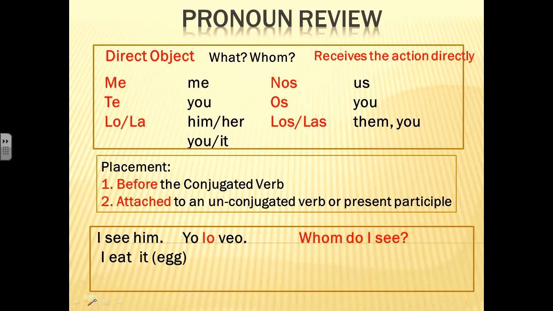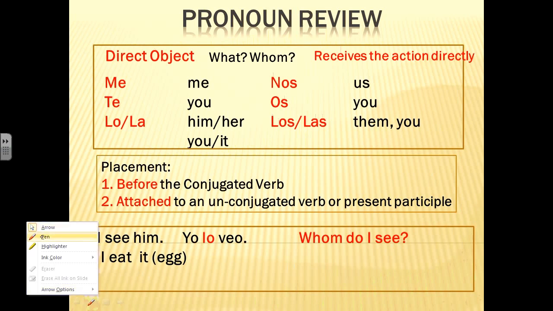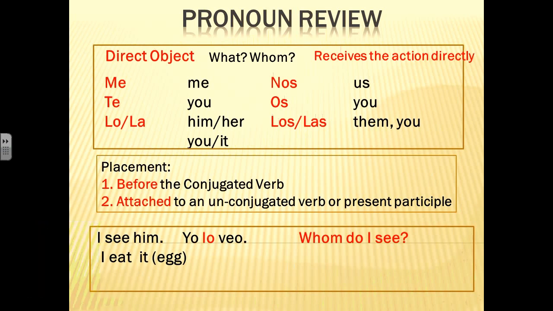Now we have I eat it. And of course, you need to know what you're talking about. You wouldn't just say that if you don't know what you're talking about. You would say it in a conversation, not to be redundant, keep saying the egg. So it in this case is el huevo, right? El huevo. And that's lo. So when you rewrite it, it would be yo lo como. And it goes before the conjugated verb. You're trying to say I eat it.